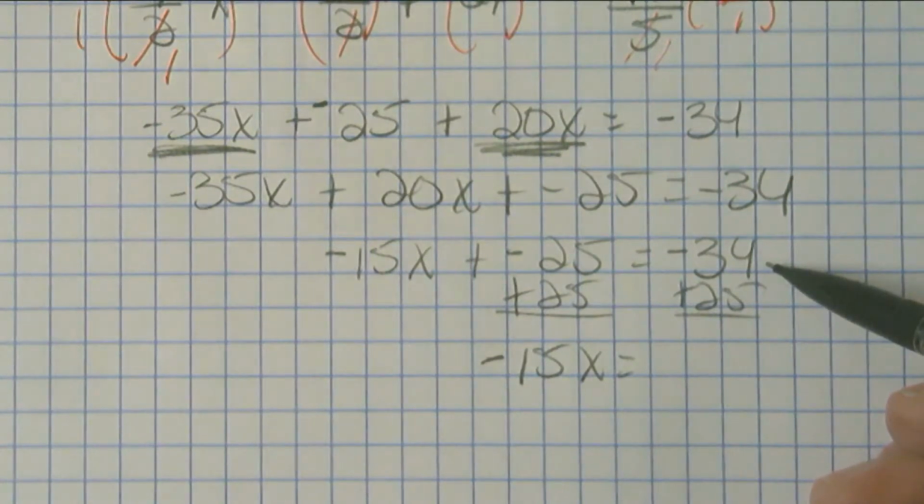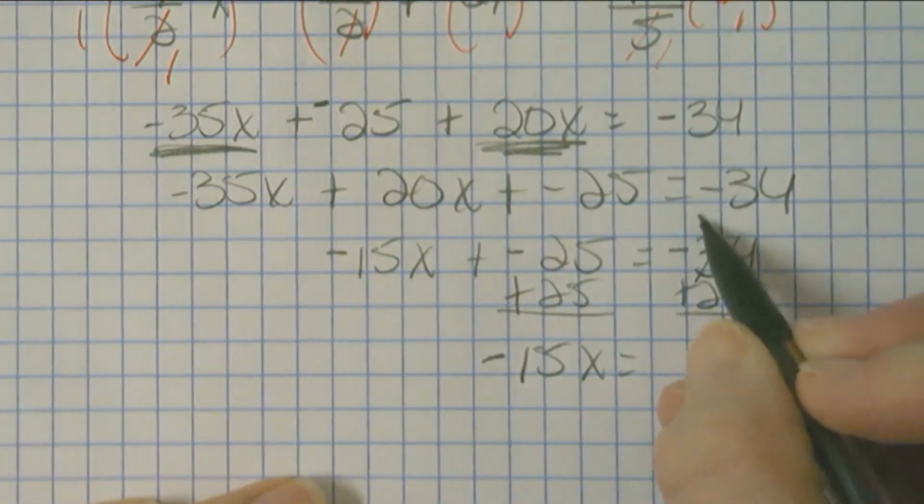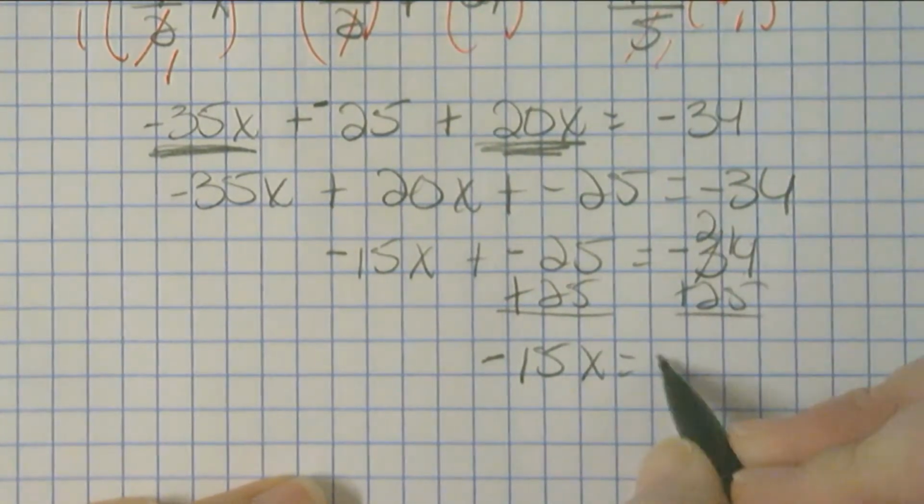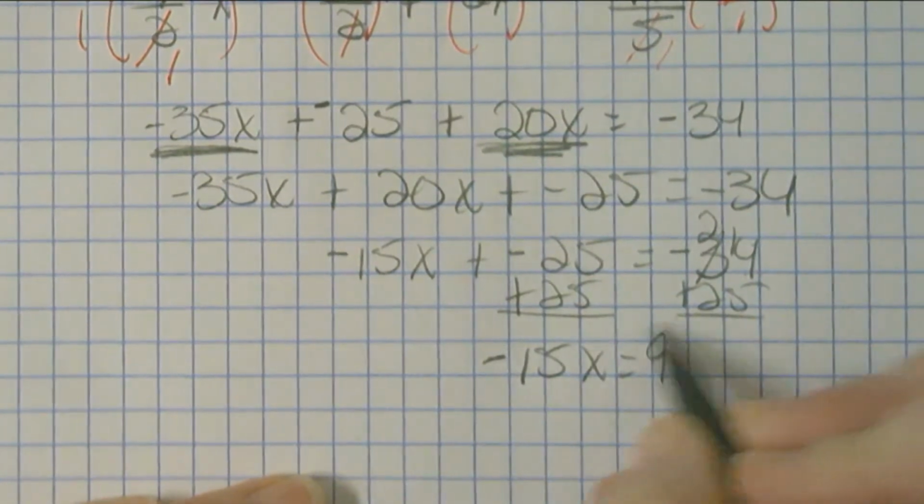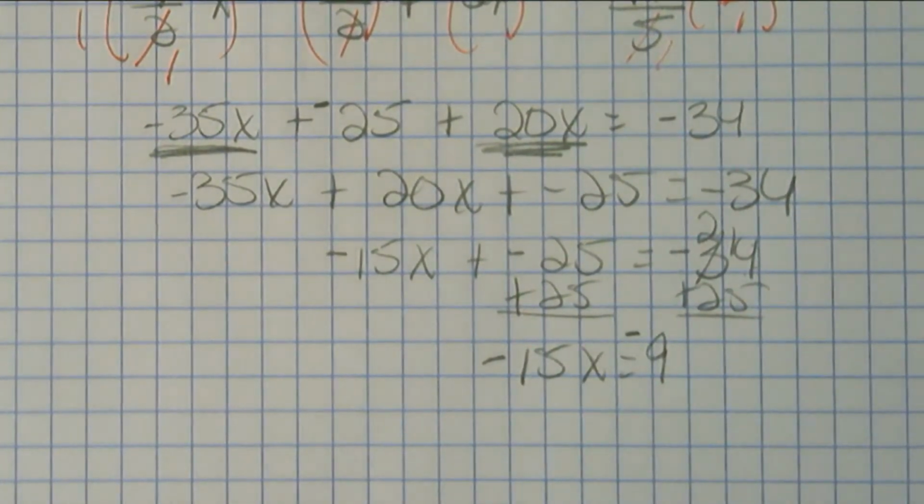Everyone's looking at number 12 from the worksheet and paying attention to what we're doing. So 34 minus 25, well, that 3 becomes a 2. That's going to be a 9. And it's going to be a negative 9 because that 34 was negative. Are you cool with that?